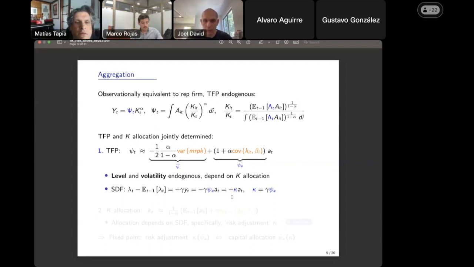I know this is a lot of math in one line, hopefully it's not super unclear. From there, I'm going to define a new object, which I'll call kappa. Kappa is going to be super important. It's going to show up throughout the talk. It's going to be a risk adjustment that's going to affect the allocation. Here, it's basically the elasticity of the discount factor to exogenous shocks, and it depends on risk aversion gamma and the sensitivity of endogenous TFP to the exogenous shock, which is captured by this term psi A. So if you didn't follow all of that, all you need to remember is that kappa depends on risk aversion and psi A.